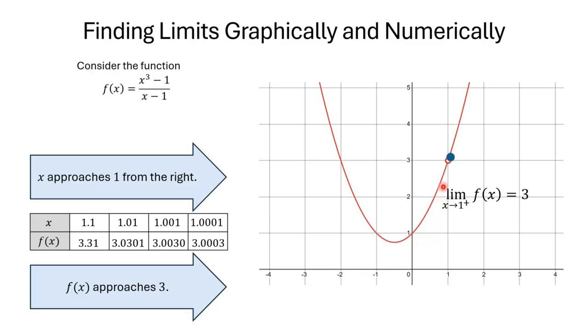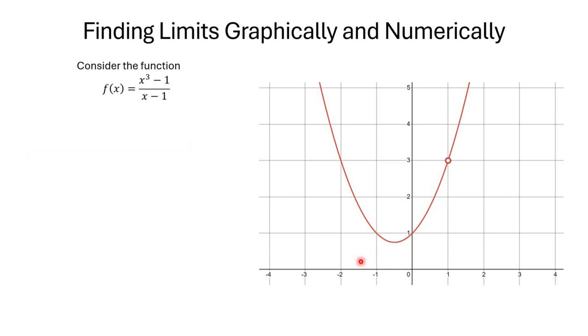We would say that the limit as x approaches 1 from the right of f of x is equal to 3. You'll notice we changed that superscript from a negative symbol to a positive symbol, and that's to signify that we're approaching 1 from the right side as opposed to from the left side.